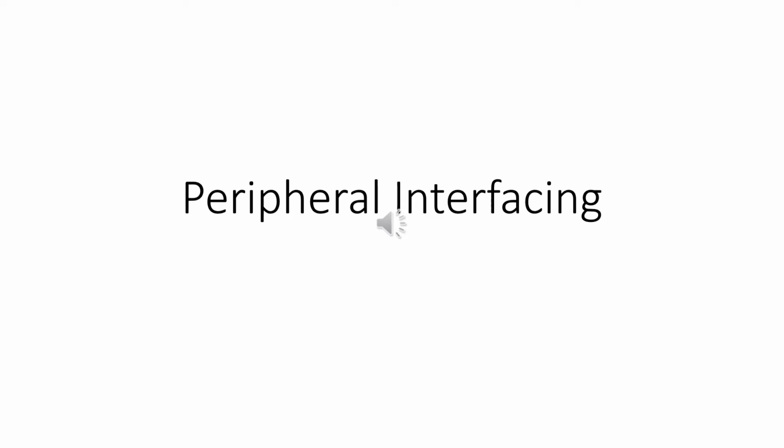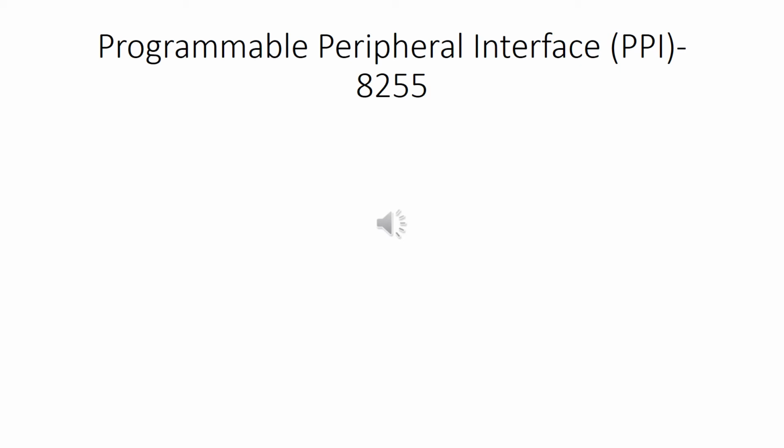Today we shall see the next topic, peripheral interfacing. That means how you can connect different devices, specifically input-output devices, to the 8051 microcontroller. The peripheral interfacing is done using an intermediate device which is known as the programmable peripheral interface, that's PPI. The number of this chip is 8255. So we have to connect the 8255 to the microcontroller and the device which is used.